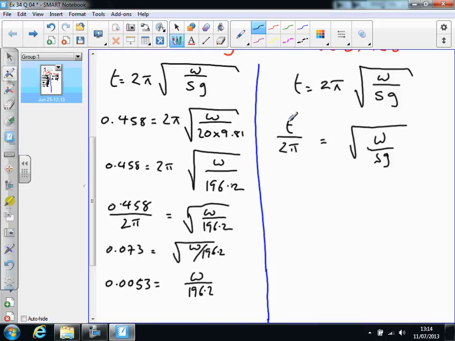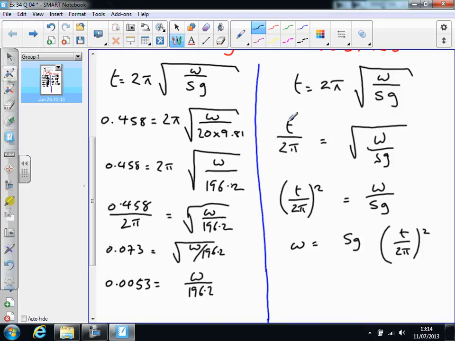And now, as we did when we solved the equation, to get rid of the square root on the right, square both sides. So I'm going to put the left hand side in a bracket and then square it, equals W over SG. Now remember I want W, so I'm going to multiply both sides by S and multiply both sides by G to get rid of the SG. So W turns out to be SG multiplied by T over 2 pi all squared.